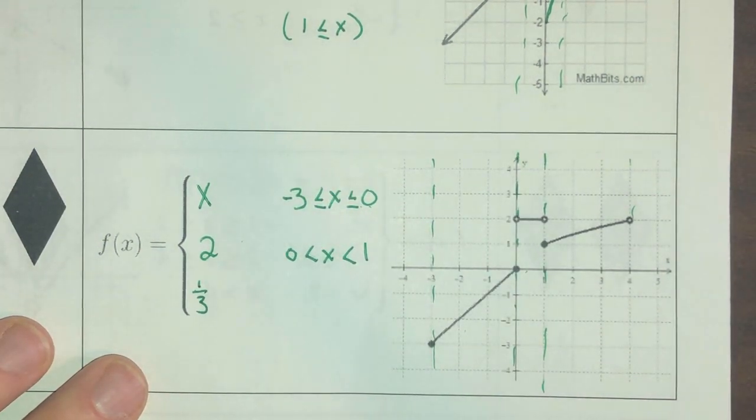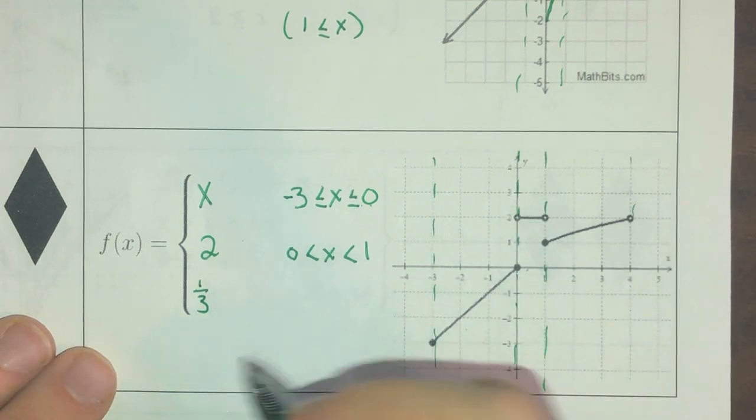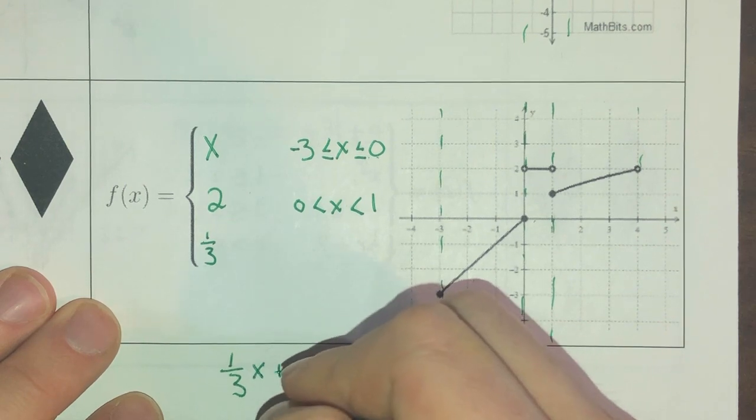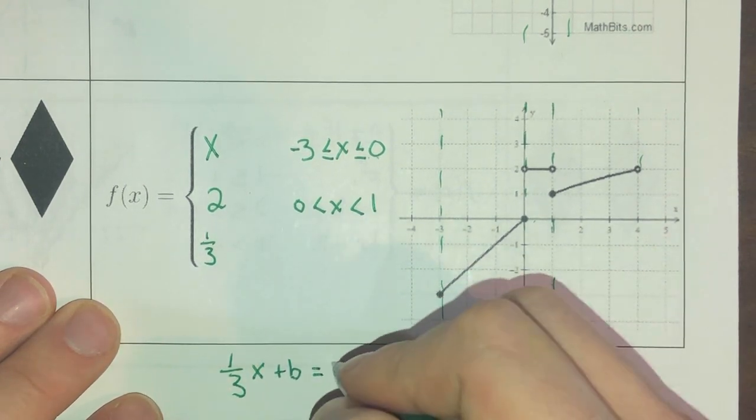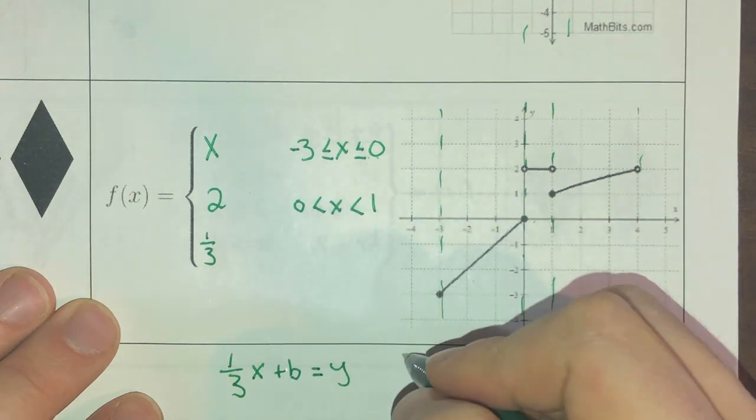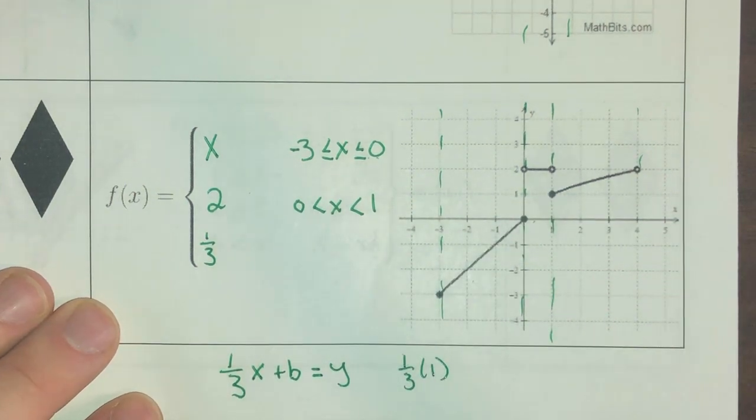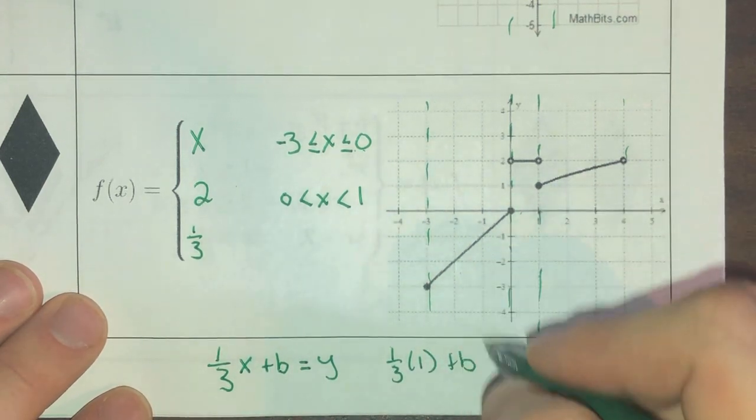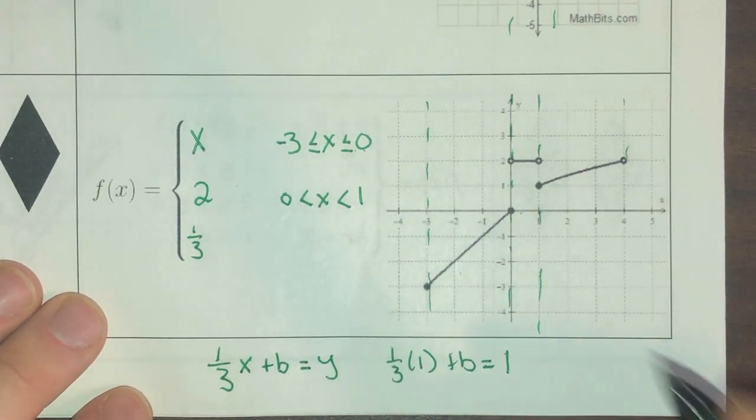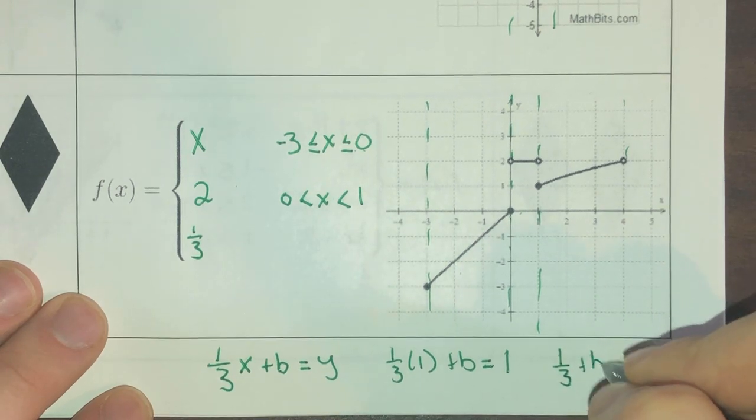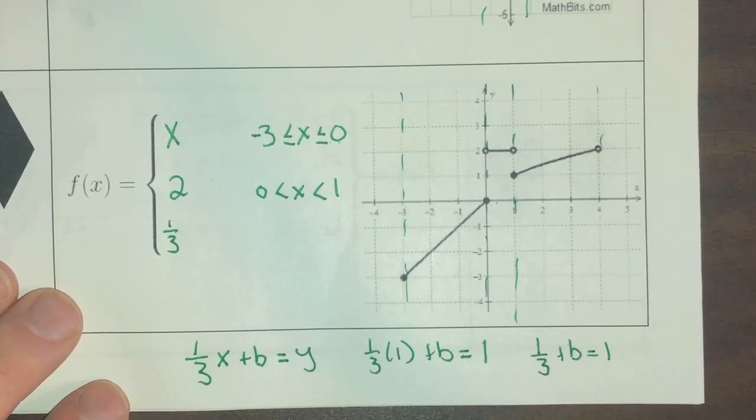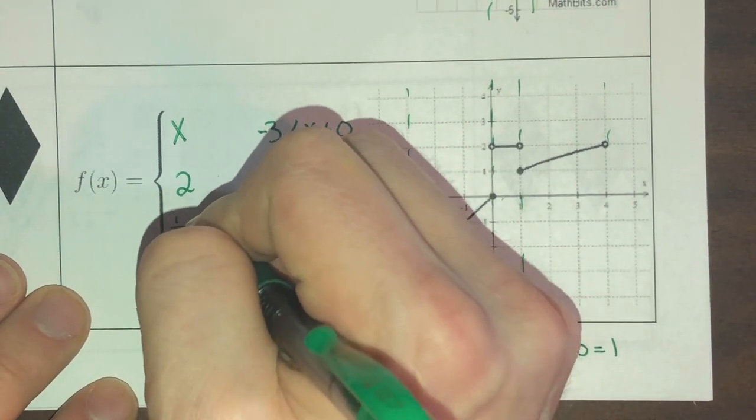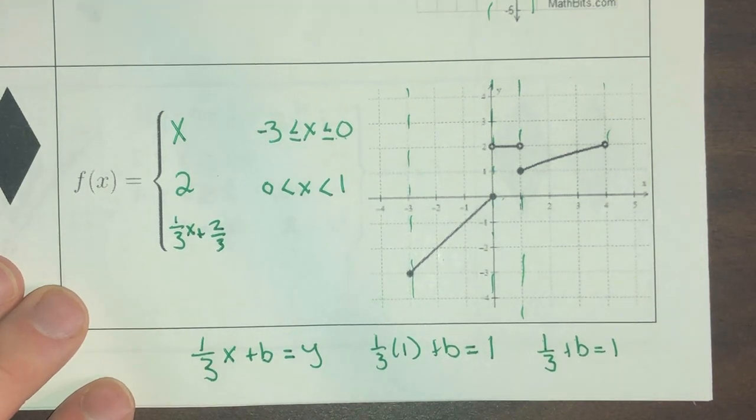Here's where it's going to get tough. I might need to do a little bit of math here. So I know, if I come down here, that 1/3 x plus b has to be equal to y. And I know that if I plug in 1, what has to come out? 1. Okay, so I have 1/3 plus b is equal to 1, right? So that means b has to be equal to 2/3. So I've got 1/3 x plus 2/3.